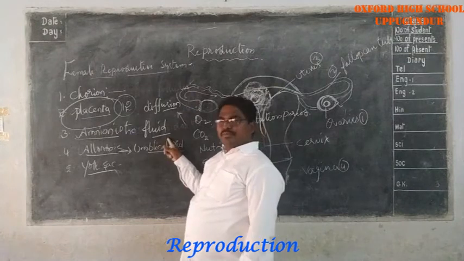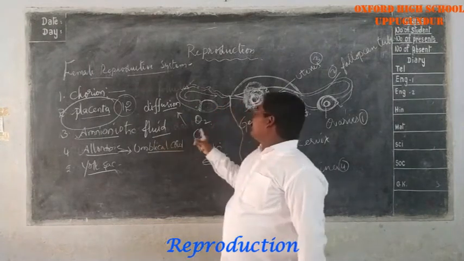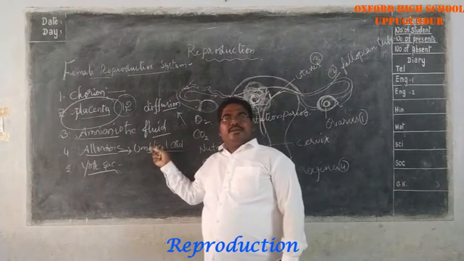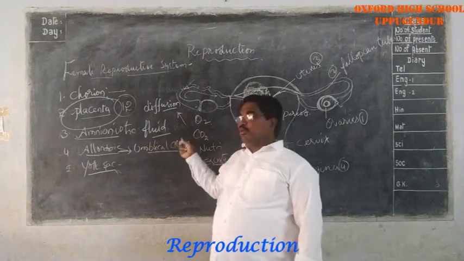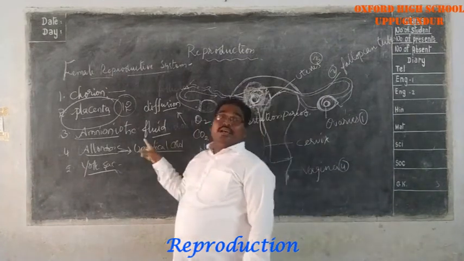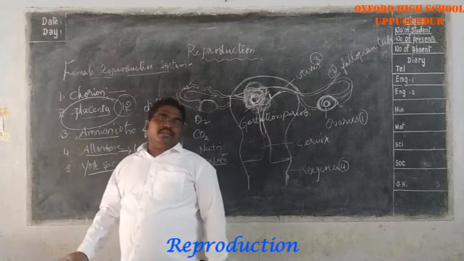Amniotic fluid: it develops around the embryo by itself. It contains a cavity, and the cavity is filled with fluid, amniotic fluid. The baby develops in this amniotic fluid, and it protects the baby from minor shocks.